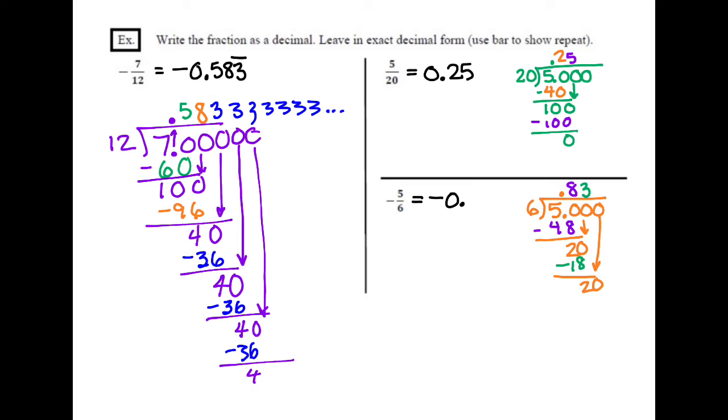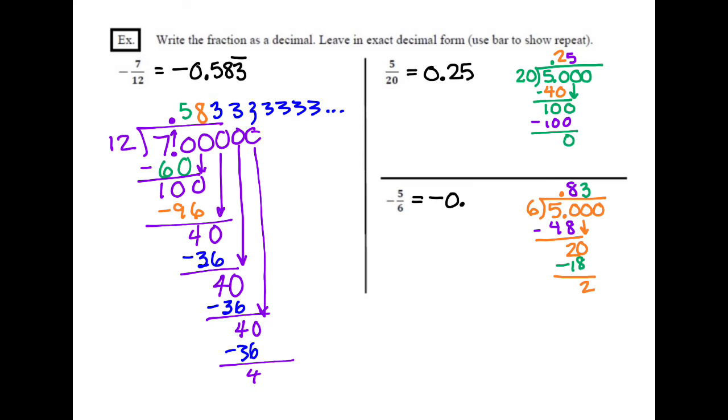Bring down a 0. And we get a 20 again. So we're going to need a 3 again. And we're going to get 18 again, which means we're repeating, right? And I'd have to add another 0 and bring it down. And you don't have to continue. As soon as you know it repeats, instead of writing 3 3s or 5 3s or whatever, if you know it's never going to stop, you can quit right here when you notice that that 2 is the same as this 2, and you're just going to bring down another 0.